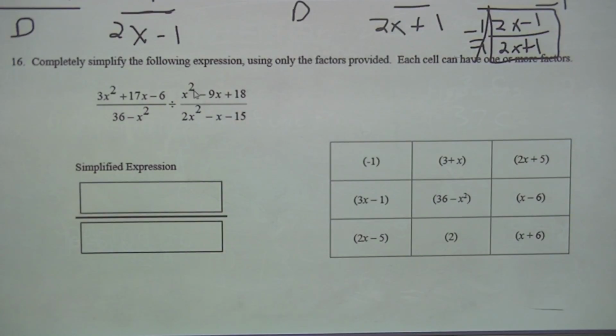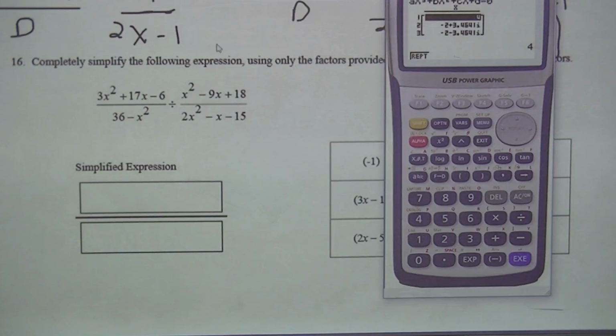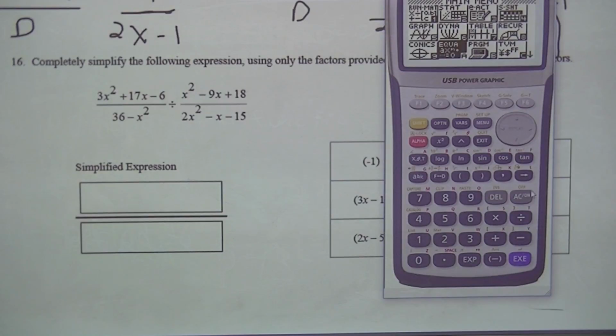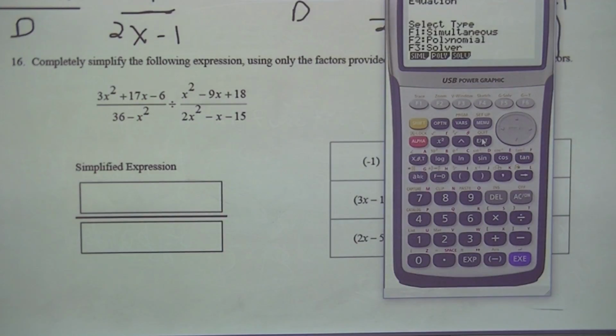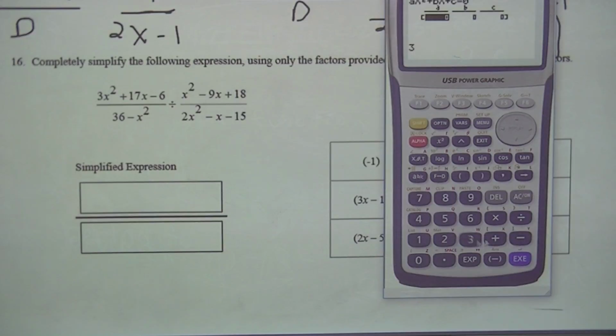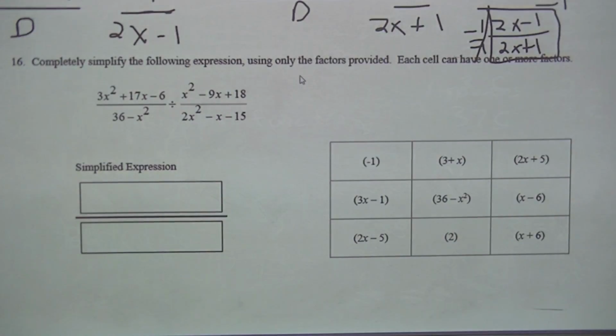Okay? A lot of equa parts. So what I'm going to do is I'm going to go to menu and equa. All right, I got 3, I got 17, I got negative 6. Well, whoops, I'm in the wrong one. Polynomial degree 2. 3, 17, negative 6. All right, that's going to be 3x minus 1 and x plus 6. So 3x minus 1, x plus 6.